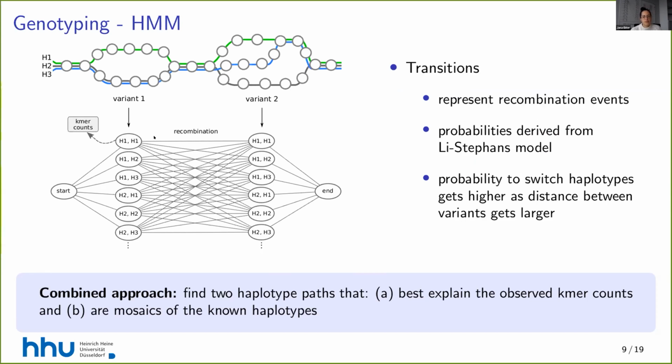Transitions between the states represent recombination events between variant positions, and therefore we derive probabilities from the Li-Stephens model to define these transition probabilities. So basically the idea is that if we have two variant positions that are far apart in the genome, the probability of switching haplotypes is high, whereas if we have two variants that are very close in the genome, the probability of switching to a different haplotype configuration is low. And this is how the probabilities in this Li-Stephens model are defined, and this is also how we use them in our model.